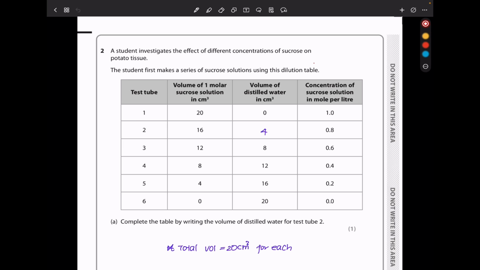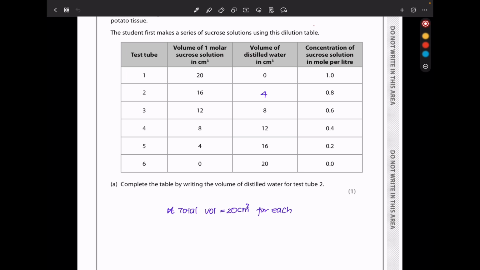The student first makes a series of sucrose solutions using this dilution table. So we can see the different test tubes from 1 to 6, and then the volumes put. We can see here when we use 20, we use 0 of that, and the sucrose concentration is 1. So basically the sucrose concentration is decreasing, but the overall volume is going to be 20. When we have 16, we should add 4, because when there is 12, we add 8. So this should be 4.